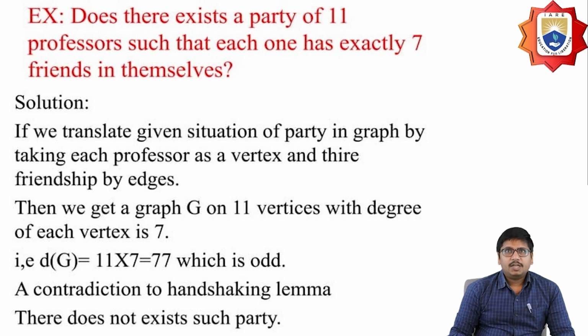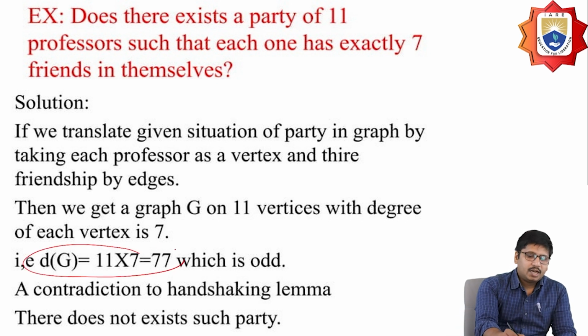Does there exist a party of 11 professors such that each one has exactly 7 friends among themselves? How can we find it? We translate the given situation of the party by taking each person as a vertex, and their friendship is represented by edges. Then we get a graph G on 11 vertices, where the degree of each vertex is 7.